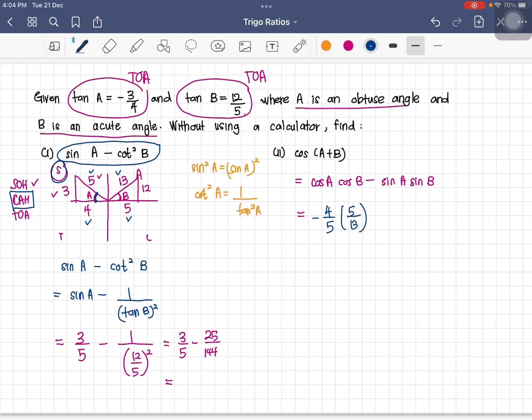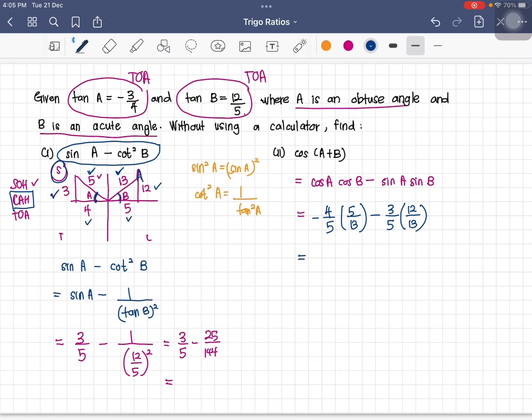But why is it positive? Because all is positive here, which means that sine, cos and tangent are positive in the first quadrant. We minus sine of A, sine of B, right? Sine of A should be positive, so opposite over hypotenuse, you get 3 over 5, multiplied with sine of B, opposite over hypotenuse, so 12 over 13. I hope you can simplify this one and you get the final answer. As simple as that.